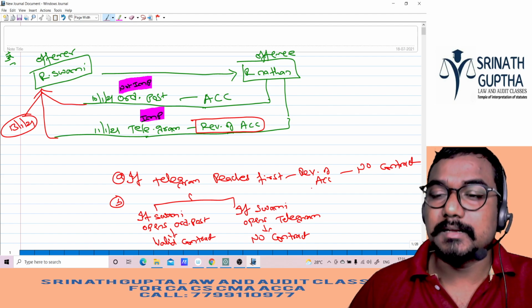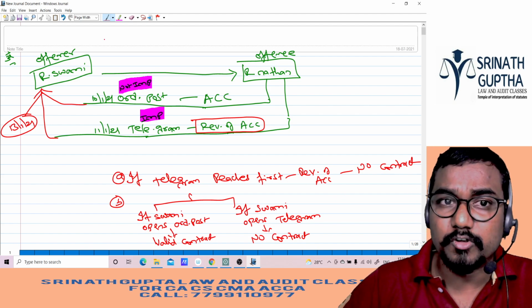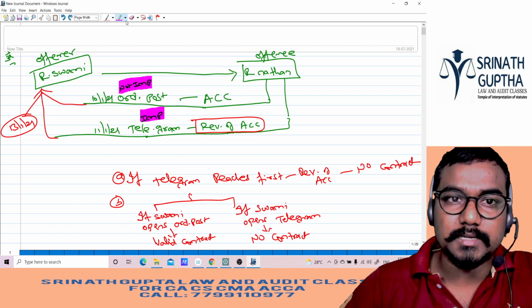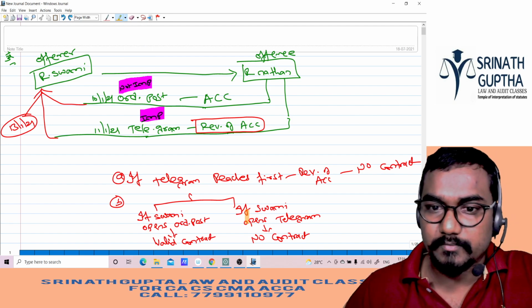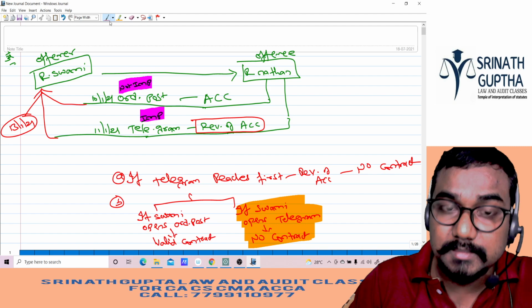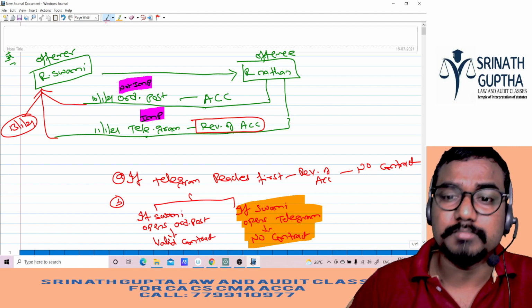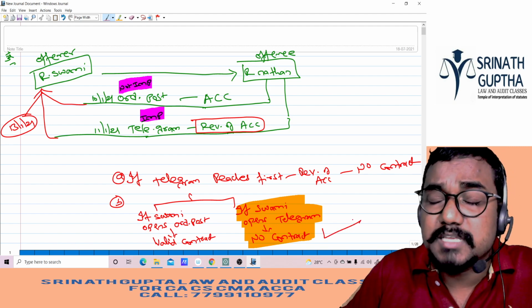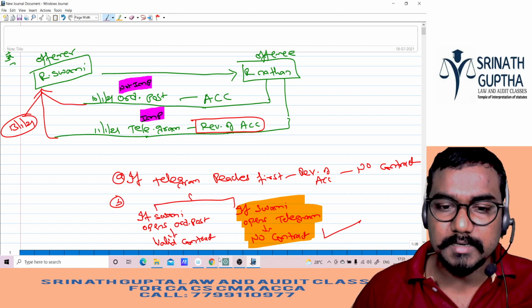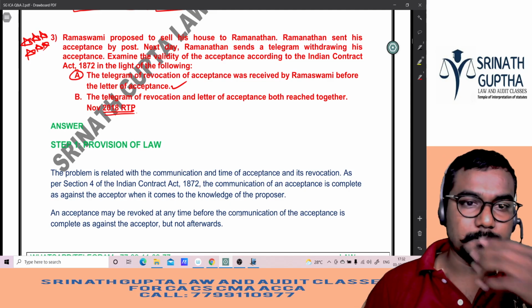Clear? But generally we will assume that we open the telegram first. Generally it is assumed that we open the telegram first. Why? Because the telegram contains important things, no beta. So if you are unable to prove anything, the court will assume that there is no contract, because generally people will open the telegram first, okay beta? So let us see the answer. Step number 1, step number 2, step number 3.